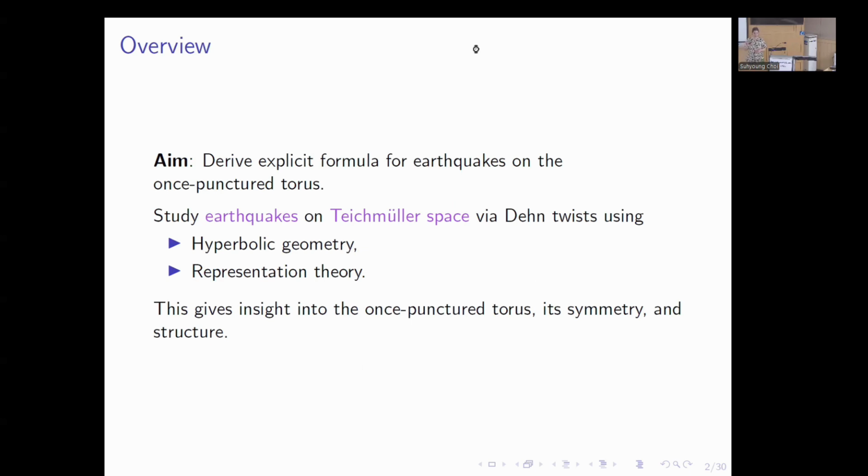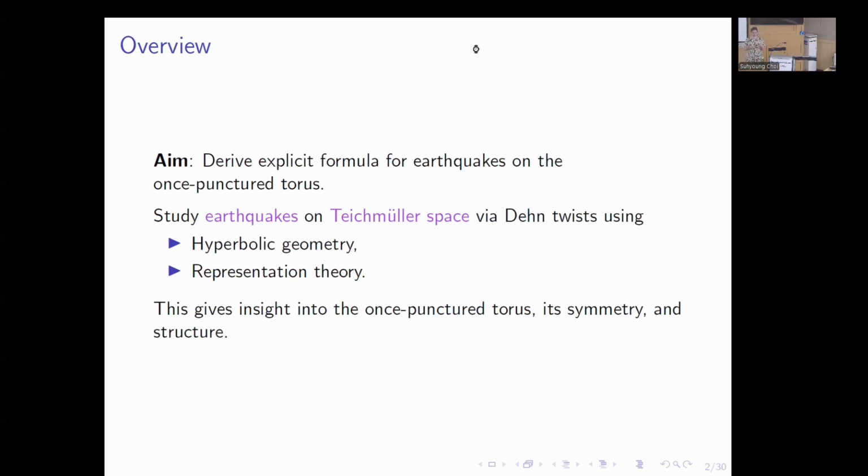And I'll explain some of these terms if you're not familiar with them in two ways. So the first one we'll discuss is hyperbolic geometry, and the second is using representation theory. And we're going to rely on some previously known results for the punctured torus there. And this is going to give us insight into the once-punctured torus, the kind of structures that we get on it, and their symmetry.